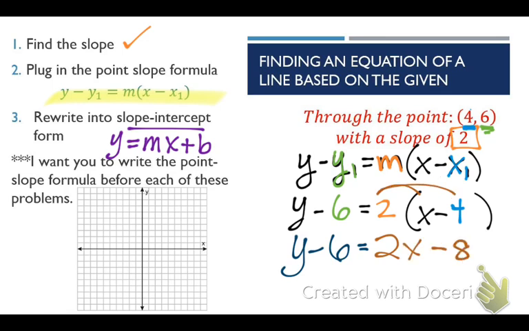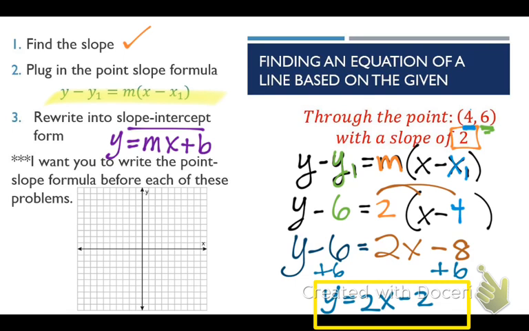Good. And then our last step to get y by itself? Add 6. So where will I add 6? Will I add it to the 2x or add it to the negative 8? To the negative 8. Good. So we'll have y equals 2x. What do we think? Minus 2. Good. So I'm just going to show you on the graph what this looks like.